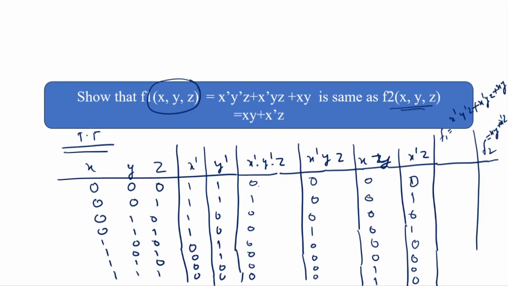So here this term is added with this term and with this term. Where all are 0 0 0, that value is 0. Here at least one is 1, so this is 1. All are 0 0 0, that is 0. Next, this is 0, this is 1, so the result is 1. Here all are 0 0 0, that is 0.